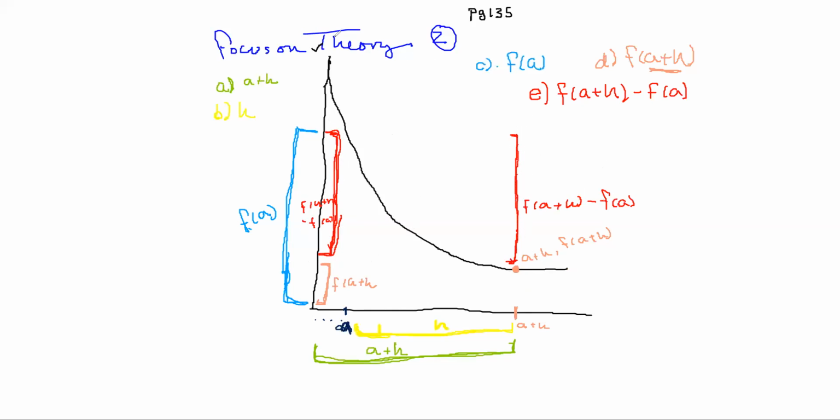So I'm going to erase this red line over here just because I'm trying to keep my area clean enough that it's legible. Finally, we're just going to try to put together the quantity f of A plus h minus f of A over h. What does that represent?